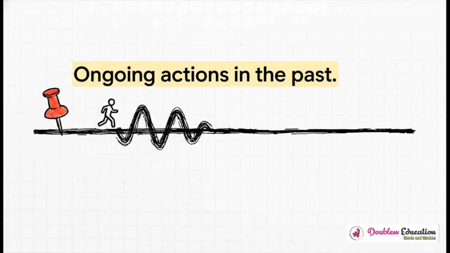Okay, but what if we want to talk about an action that was happening at a specific moment in the past? Not just finished, but it was in progress. For that, we use the past continuous. It's like pressing pause on a memory and describing the scene.